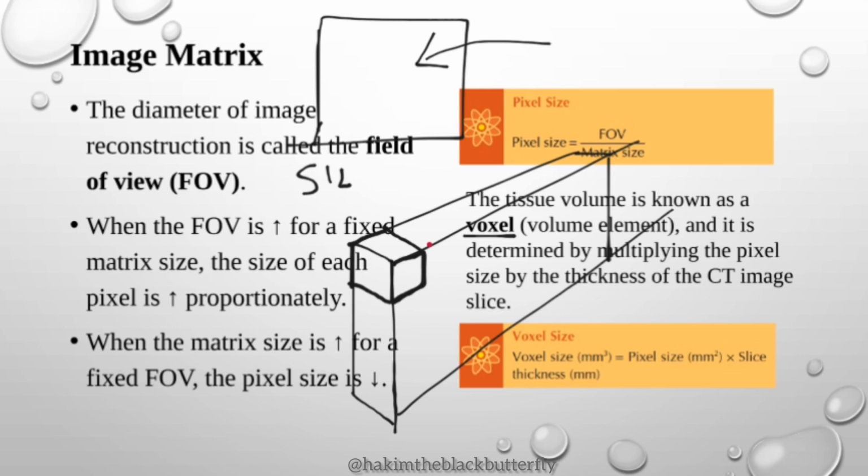But if you're not interested in spatial resolution that much, you can use thicker slices, because the thicker the slice, the more photons in it, the less the noise. Of course, there will be some reduction in spatial resolution, but there will be somewhat a better contrast resolution.